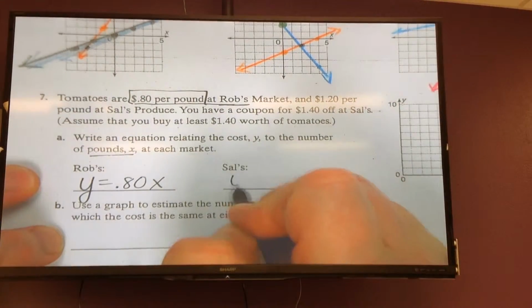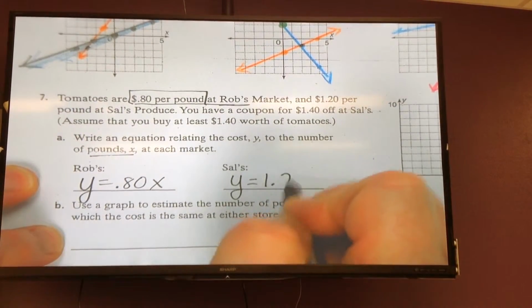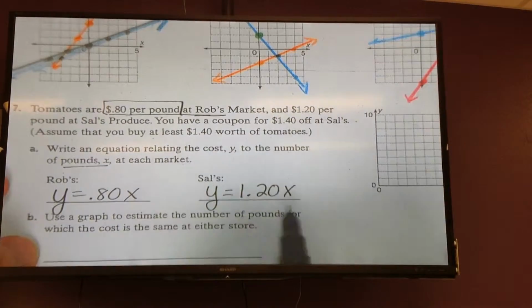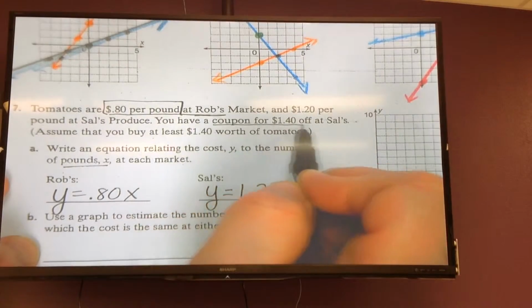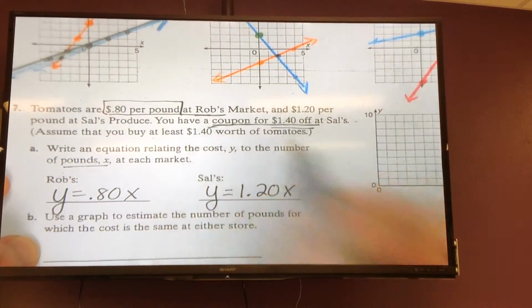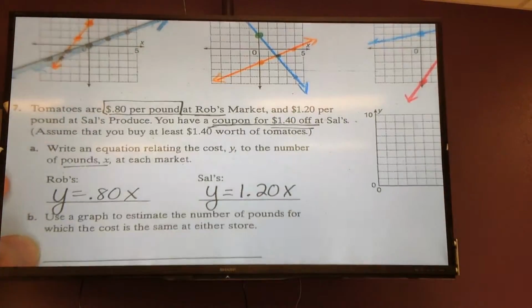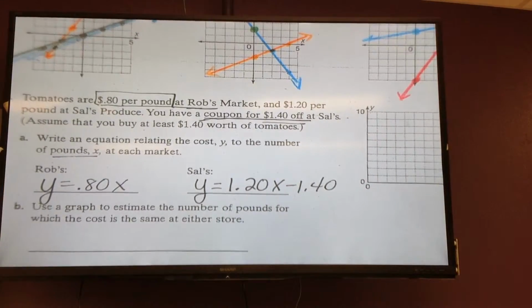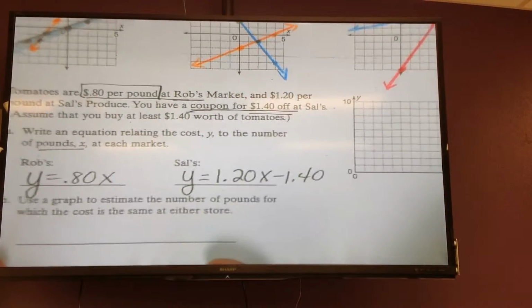And then we're doing the same thing for Sal's, but hers were $1.20 per pound. But there's one catch to Sal's, and that's that coupon for $1.40 off. And it does say off. Okay, that's money you don't have to pay, so you're going to have to take that off of the price, $1.40 there. Now graphing it, you can still use that y-intercept to help you with this.